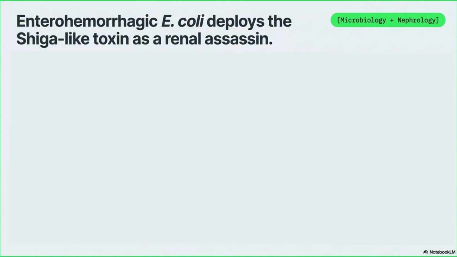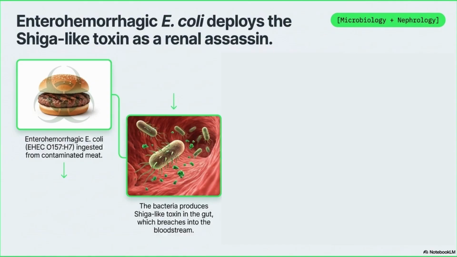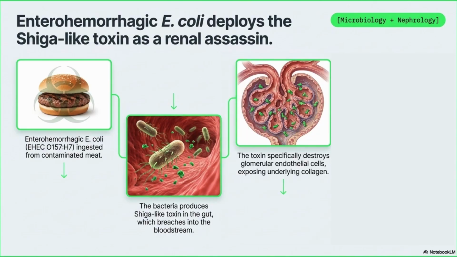The microbiology and nephrology crossover here is that enterohemorrhagic E. coli deploys a Shiga-like toxin as a renal assassin. EHEC O157:H7 is ingested from contaminated meat. The bacteria produces Shiga-like toxin in the gut, which breaches into the bloodstream. This toxin specifically targets and destroys glomerular endothelial cells, exposing the underlying collagen.